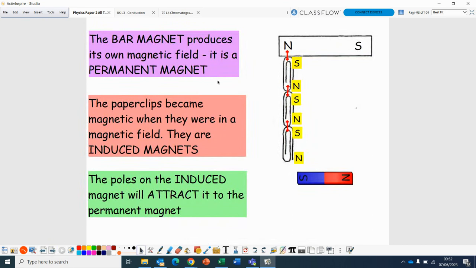You may have to describe a permanent and an induced magnet. So a permanent magnet has a permanent magnetic field all the time. An induced magnet has a temporary magnetic field when being close to a permanent magnet. We did this experiment. How many paper clips could we stick together? Remember, if it's attracted to a north, it must be a south, and then that end must be north, attracting that south, and so on and so forth.